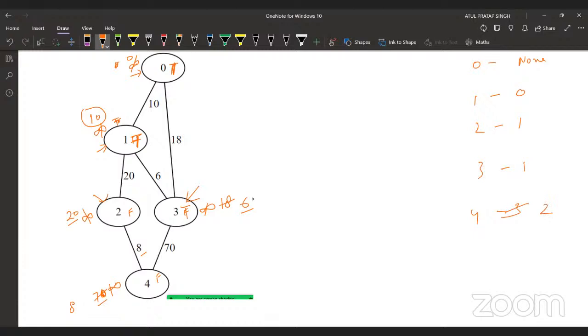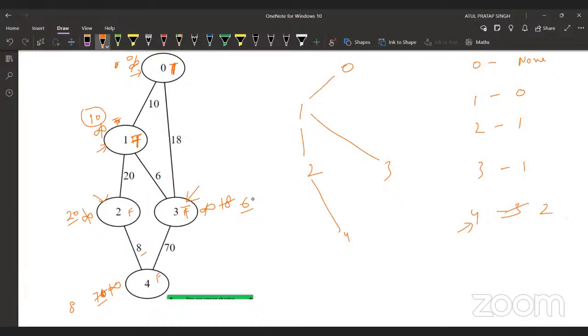Okay, so we have completed this. Now from node 4 there is no unvisited node available, so this process is completed. Now we can create a spanning tree using this parent information. So we will start from this parent information. We mark 0, 1, 2, 3, 4, or directly: 4 to 2 is considered, 3 to 1 is considered, 2 to 1 is considered, and 1 to 0.